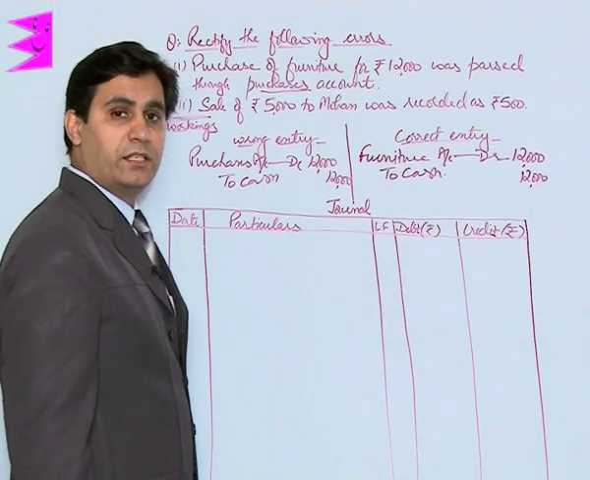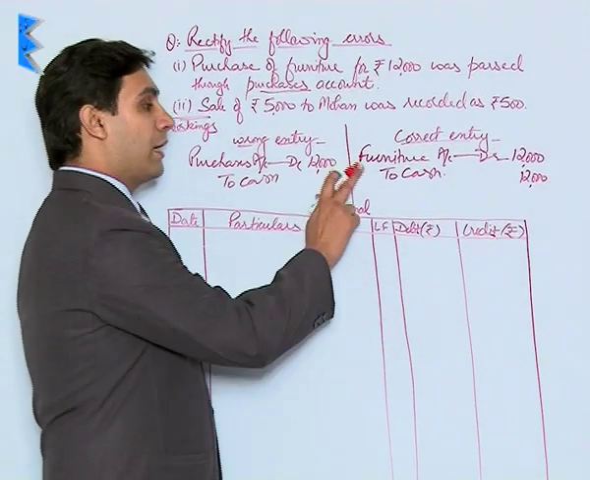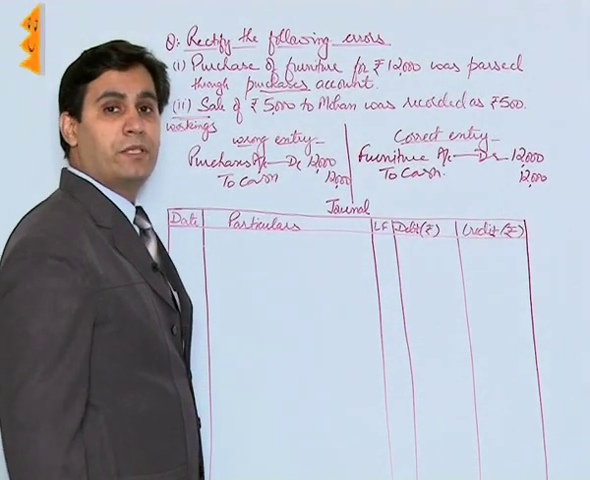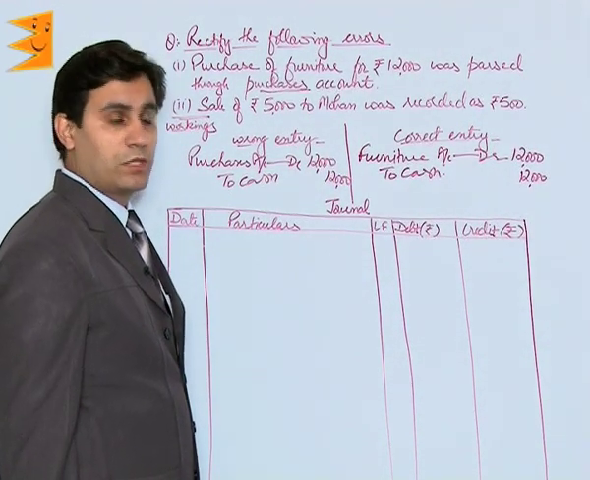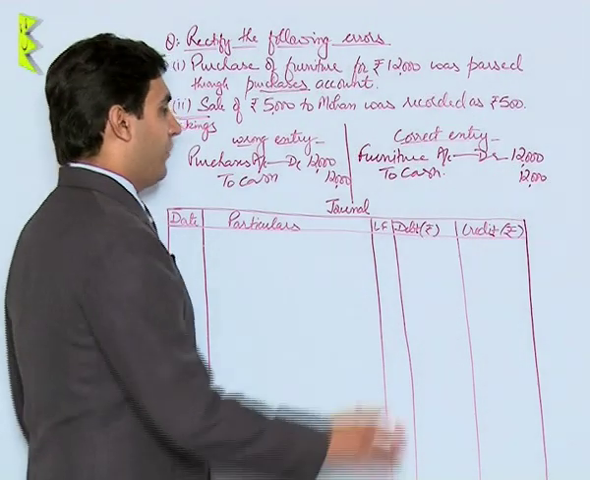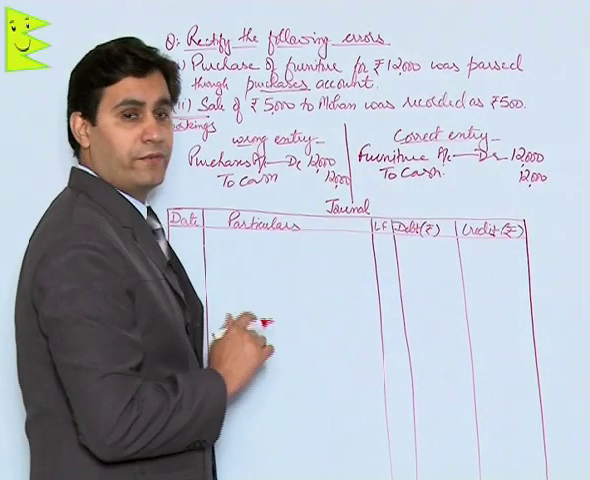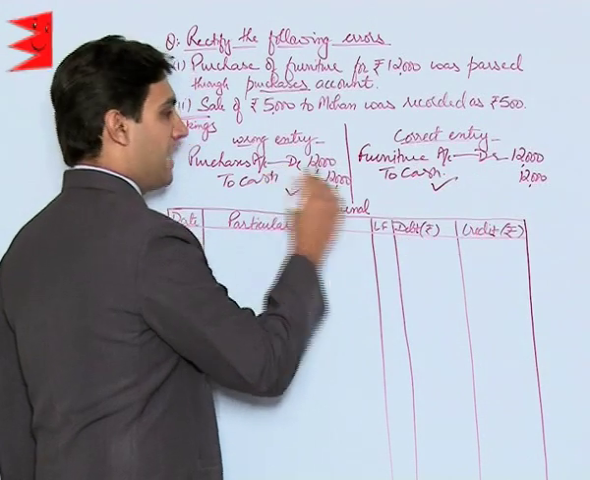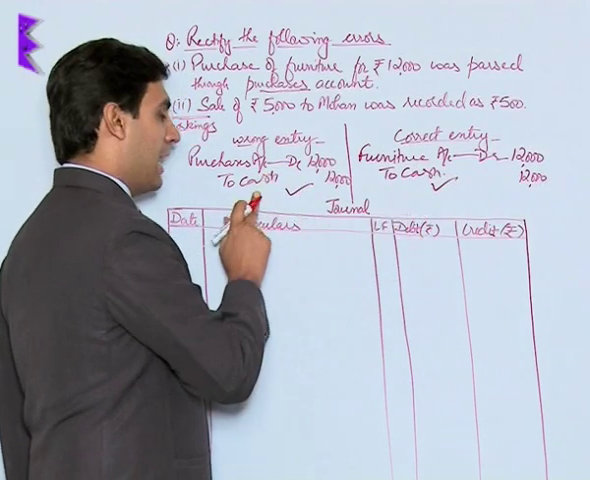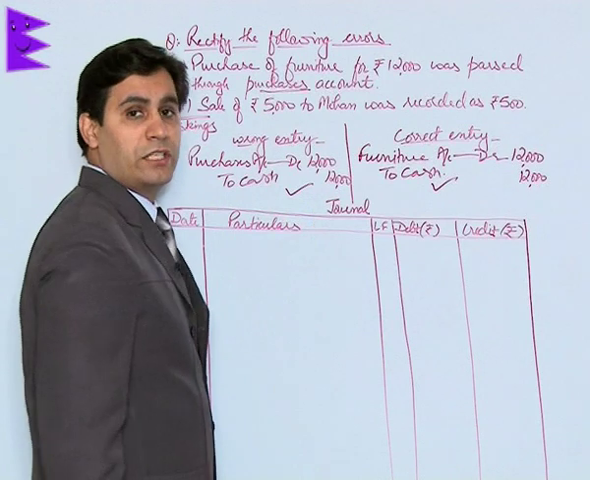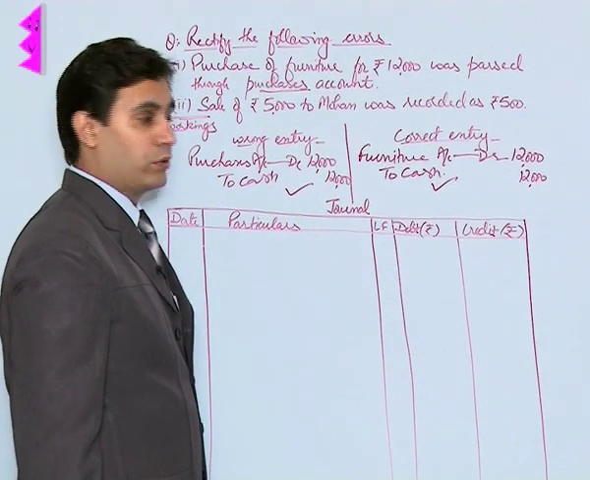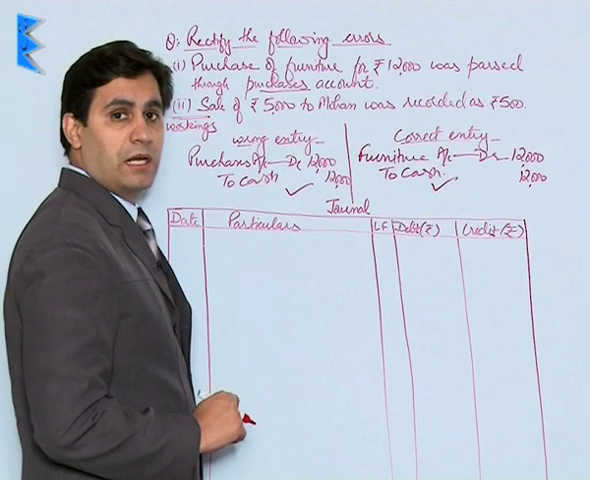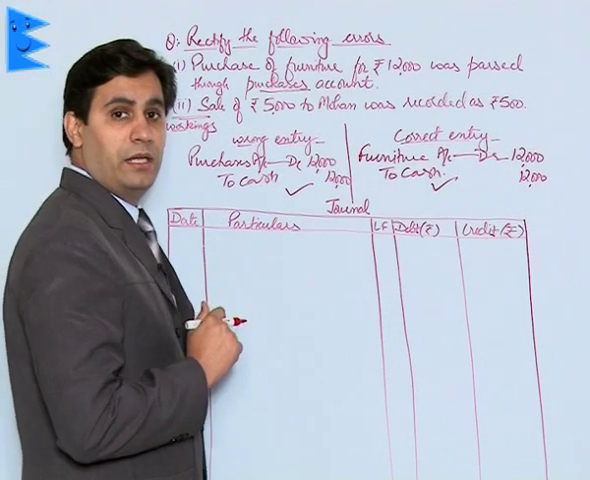Furniture is an asset, so we have recorded a capital expenditure as a normal expenditure and have actually passed it through purchases account. Now in this case, when we analyze the wrong entry and the correct entry, we'll see that the cash has been dealt with correctly. The cash should have been credited and the cash has been credited. So there is no need to rectify cash account. But what about purchases account? Purchases account has wrongly been debited.